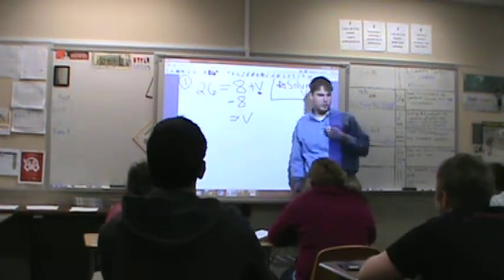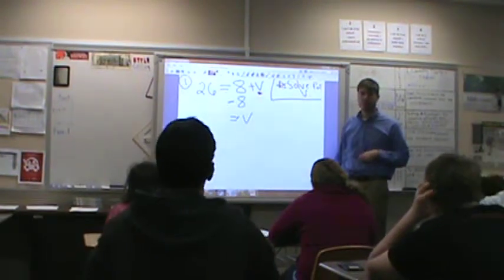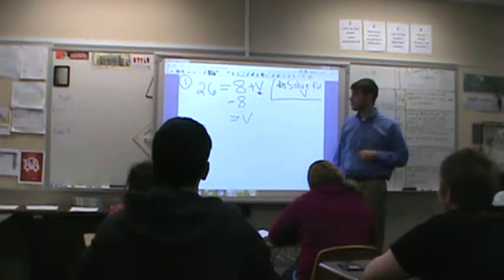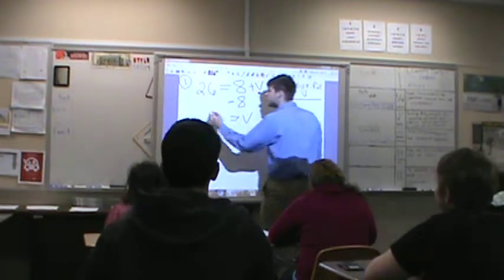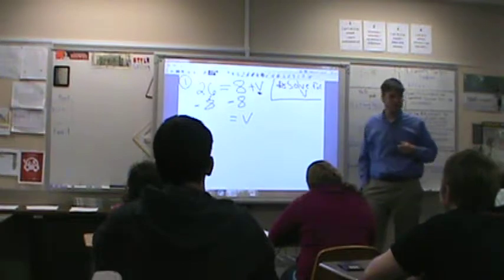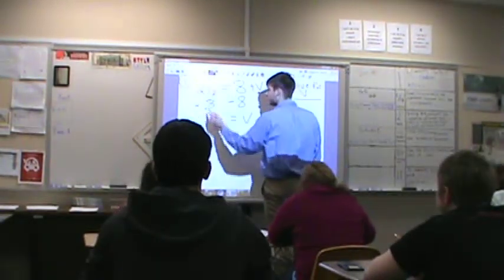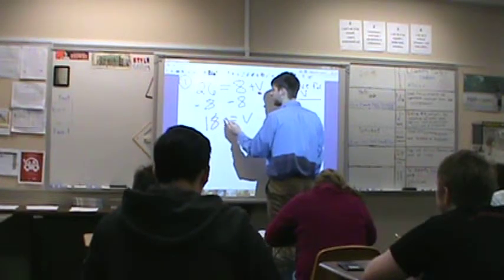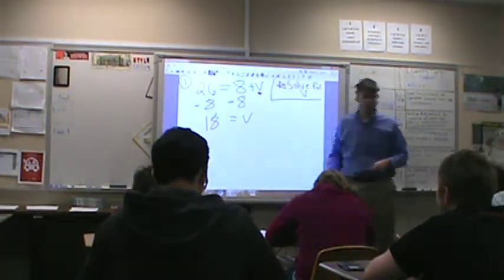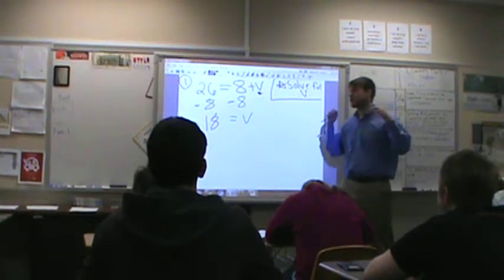What are we forgetting to do? What's our rule, James? Minus the other side, like 26 minus 8. Thank you. Whatever you do to one side, you have to do to the other. Can someone tell me what 26 minus 8 equals? 18. 18 equals v. Are we done yet? No, correct.